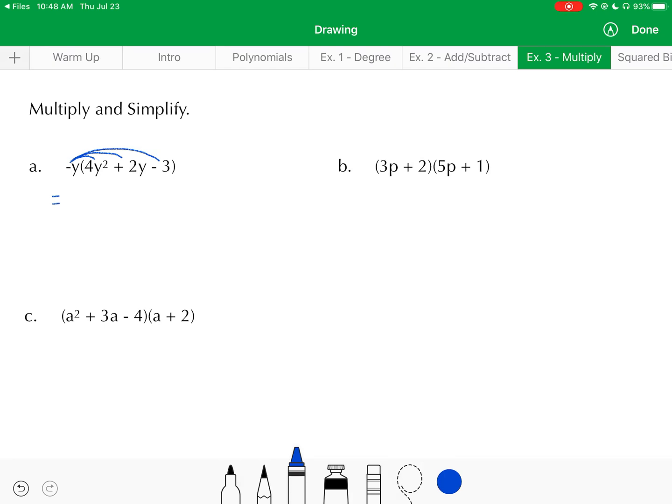Okay, negative y times 4y squared would be negative 4y to the third. Negative y times 2y would be negative 2y squared. And negative y times negative 3 would be positive 3y.